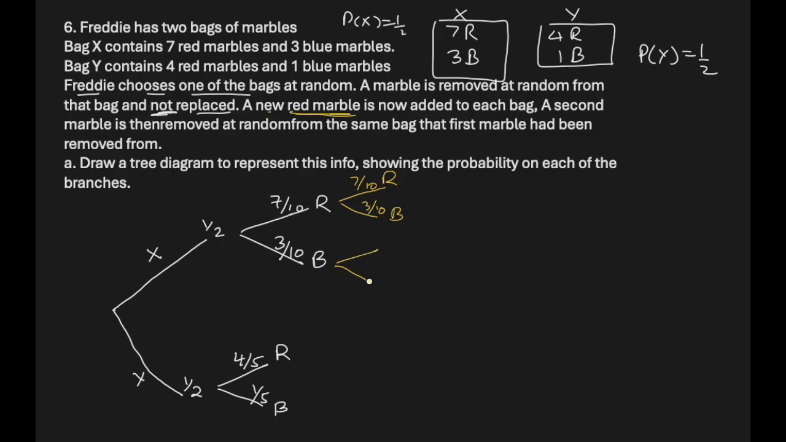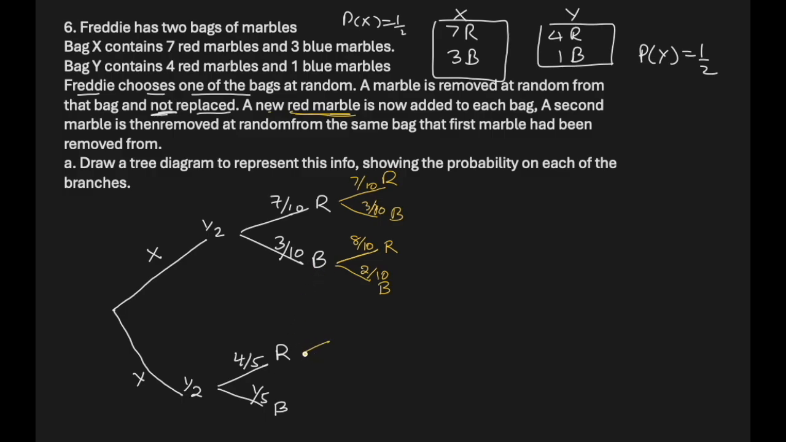However, in this case, if a blue marble came out, so one blue marble has gone down, which is just 2 blue now, but one red was added, so it becomes 8 out of 10 for red. And this is just 2 out of 10 for blue. I hope you understand, because one blue ball has been removed, but red is added.